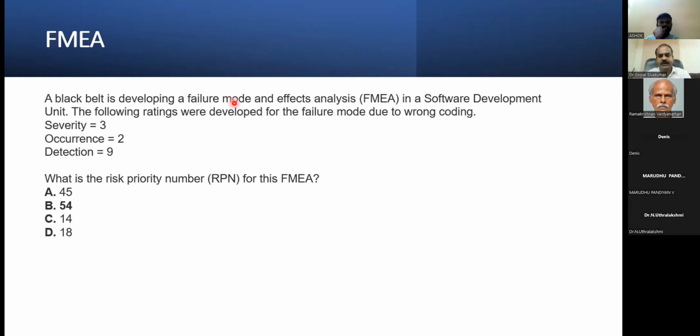A black belt is developing an FMEA study in a software development unit, and the following ratings are given: severity 3, occurrence 2, detection 9. Now, what is the RPN number? Will you be able to calculate RPN here? 3 into 2 into 9, which is 54. Very, very simple, right?